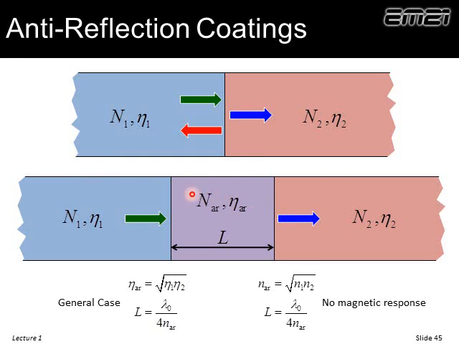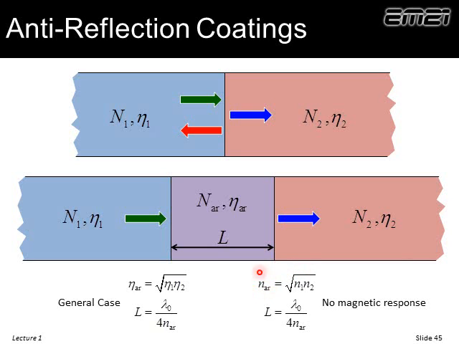But we put in an intermediate material. And we will choose the impedance of that intermediate material to be the square root of the product of the two surrounding impedances. Then we make the length a quarter wavelength. And when we do that, at whatever wavelength we design this to be, we will get 0 reflection and 100% transmission.